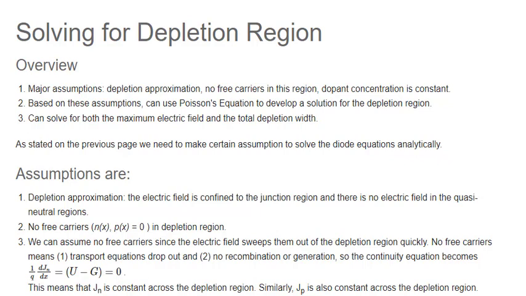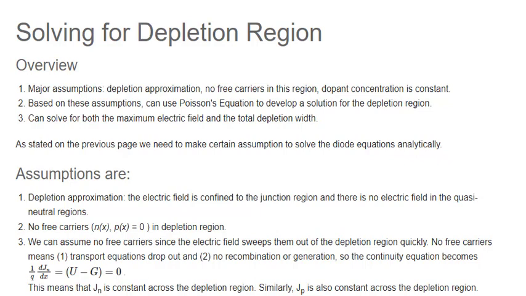Let's start. Solving for the depletion region: overview and major assumptions. Depletion approximation: no free carriers in this region, and the dopant concentration is constant. Based on these assumptions, we can use Poisson's equation to develop a solution for the depletion region. We can solve for both the maximum electric field and the total depletion width.